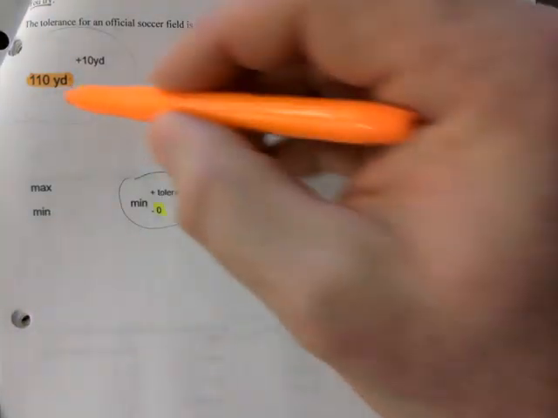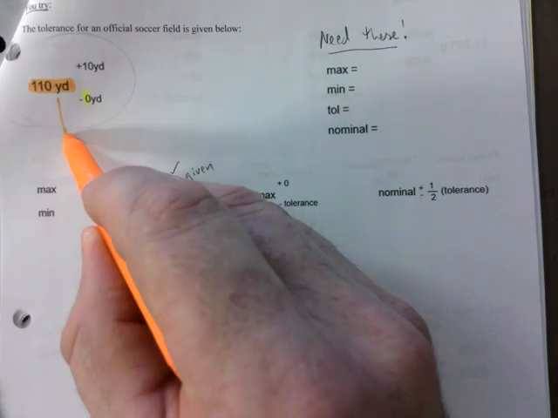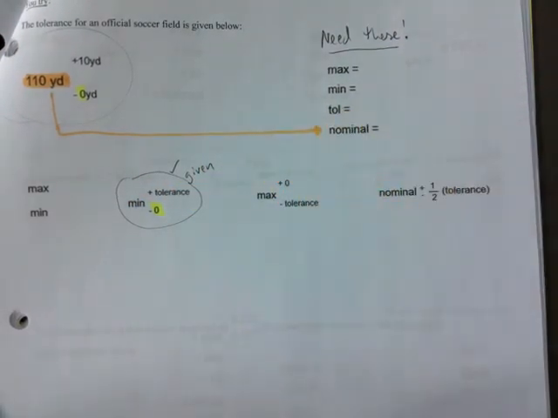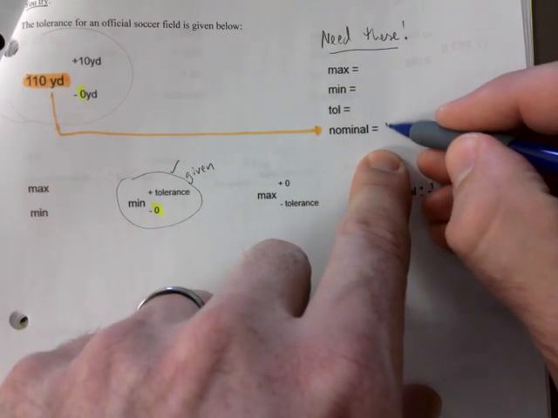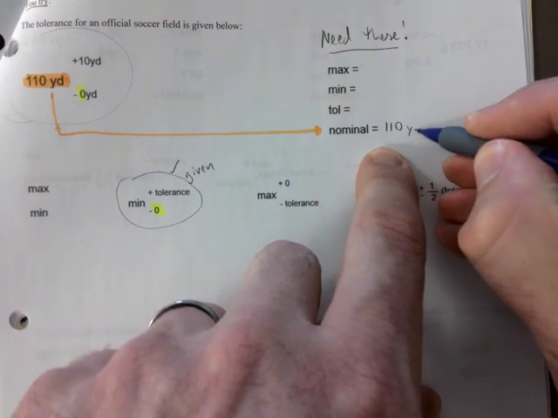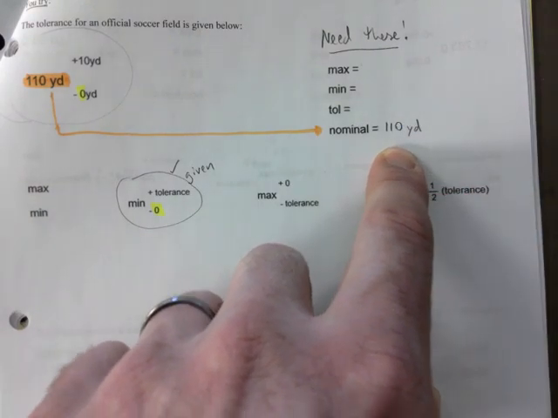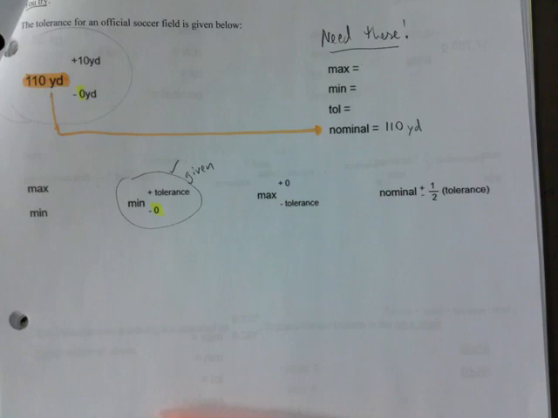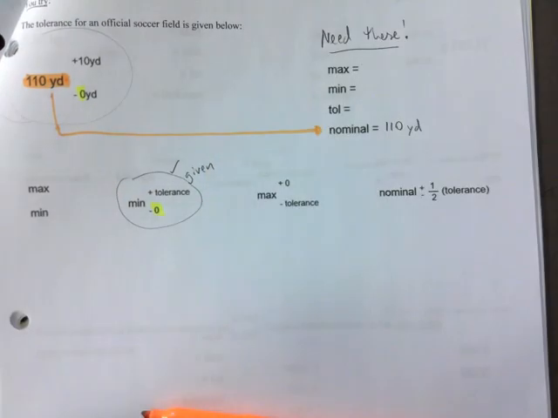This is the one I want you to write down first, if at all possible. That is your nominal. So I'm going to go arrow over to there. You're going to just write that down. 110 yards is what you're aiming for. That's the first step, okay, that I took.